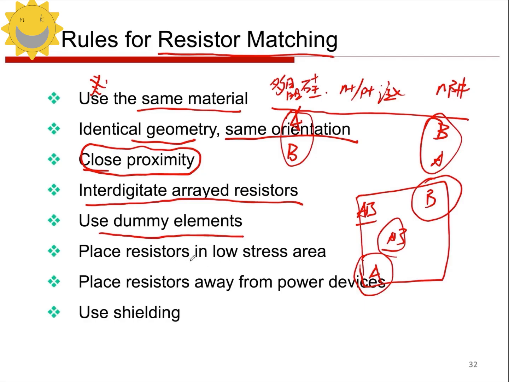Now, the next point is about stress issues. They should be placed in a low stress environment and away from power devices, which is similar to what we discussed about capacitors earlier. Finally, protection and shielding are also needed. Shielding means that the noise is smaller. And if the noise is smaller, it is also conducive to matching, right? Because if two devices experience different noises, their characteristics will definitely deviate. So this is the principle of capacitor and resistor matching.